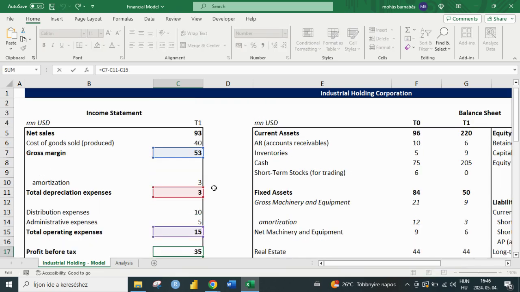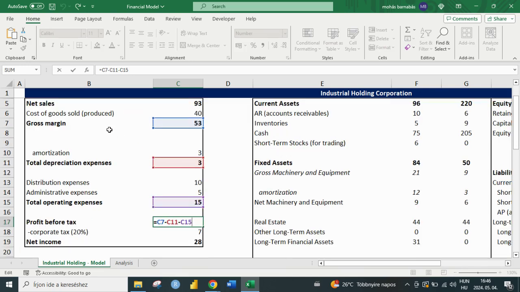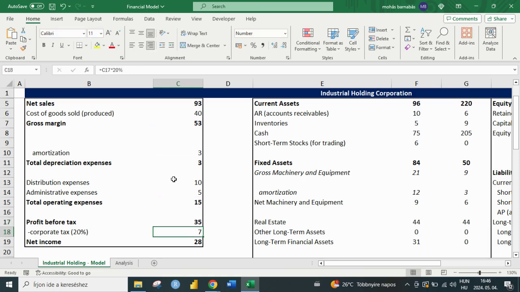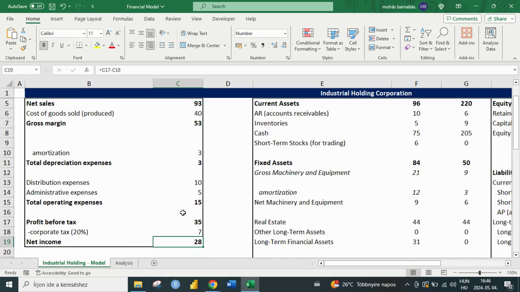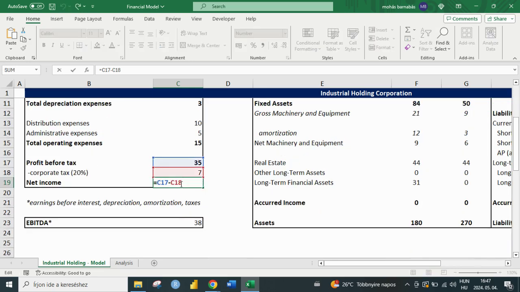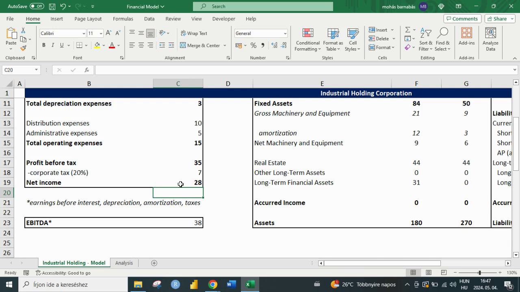And then we get the profit before tax, which is actually subtracting from the net sales the cost of goods sold. Then we get to the gross margin. Then we subtract the depreciation, because it's also a cost for the company. And then we subtract the total operating expenses. From that, we subtract the 20% tax on the profit before tax. In this case, it's 20%. And we get to $28 million net income for the company, which is quite good. In the next section, we'll analyze how good it is.